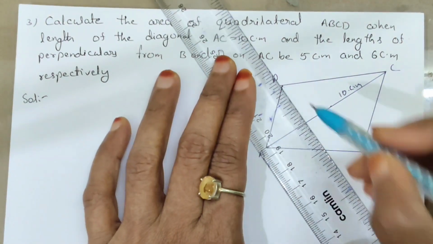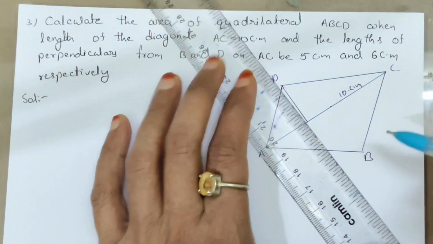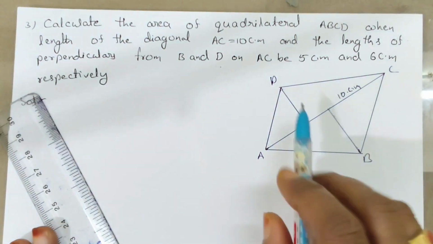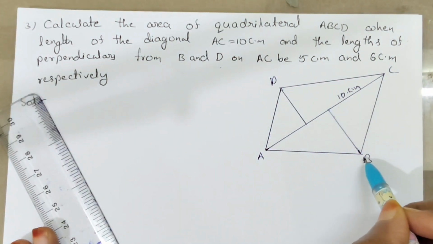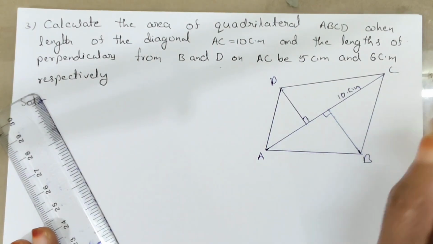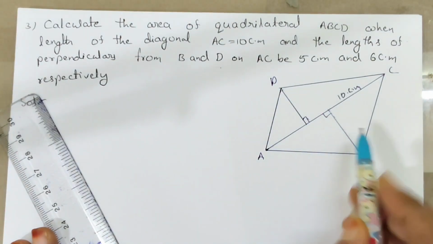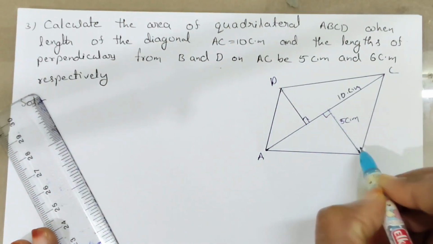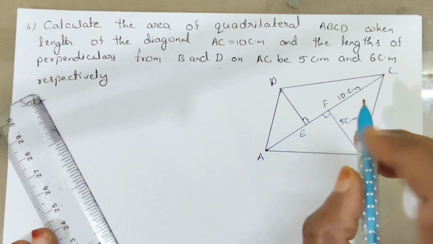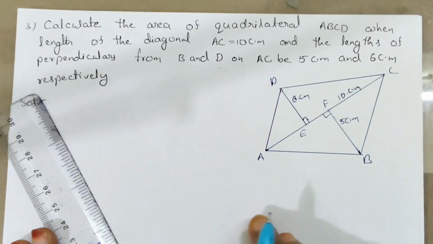So now here we draw the perpendicular lines from B to AC and from D to AC. So these two are the perpendicular lines, meaning 90 degrees. Next, B and D: B is the 5 centimeters. We write F and E. B to F is 5 centimeters. E to D is 6 centimeters. So this is the other perpendicular line.